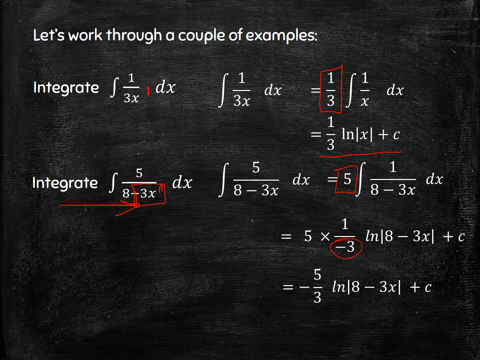We've got 1 over 8 minus 3x. It's going to be ln of what's on the bottom, so the 8 minus 3x. And because of the minus 3x, as I was saying before, the negative 3 comes out the front. But because it's on the bottom, it stays on the bottom. And 5 times 1 over negative 3 is negative 5/3 when we simplify it. So we end up with negative 5/3 ln of 8 minus 3x plus c.